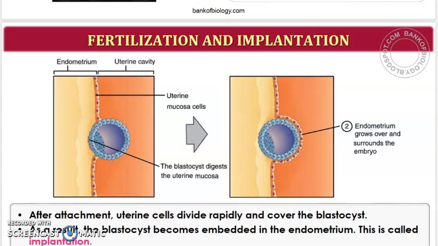So when do all these processes happen, children? That is the formation of the blastomeres, then formation of the cyst, then the morula, then the implantation process. All of these happen from the day fertilization has started. So on day 1, fertilization would have happened.